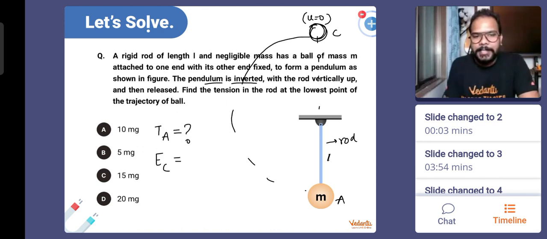Only suggestion that I have is energy at C will be equal to energy at A, and the length of the rod will be treated as the radius of the circular path. Tension in the rod means the tension force which is acting in the rod. Rod is like a strong, very powerful rope. You have to treat it like that. Radius is equal to the length of the rod.